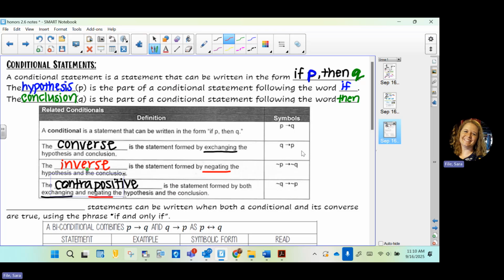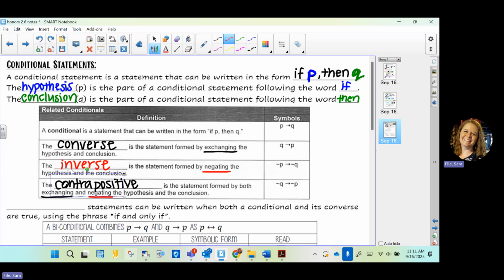So converse switches the order, inverse negates. Oftentimes those are mixed up, converse and inverse. The way that I remember it, my memory trick, is that inverse has an "in," like "not." Inverse, not, negates, in. Converse just switches the order. Inverse, not. If that helps you.